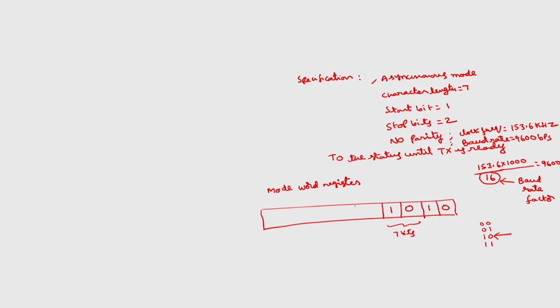And the next 2 bits are parity control. No parity means 0 0. X is 0, which is no parity. I will take do not care also as 0. So, this will represent no parity. This will represent that the character length is 7 bits.